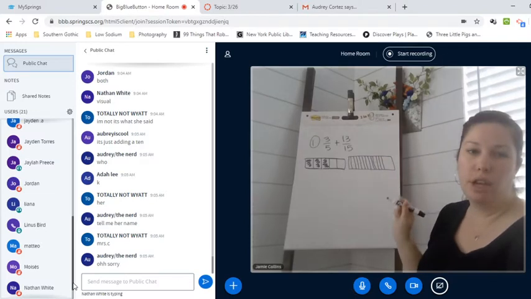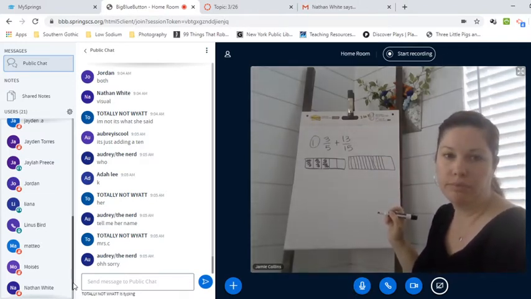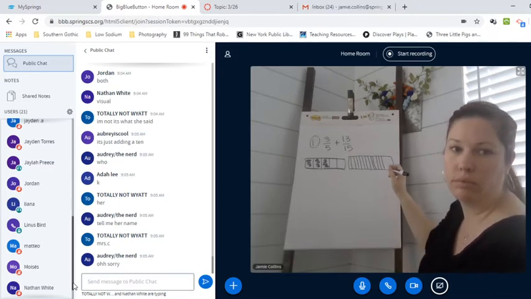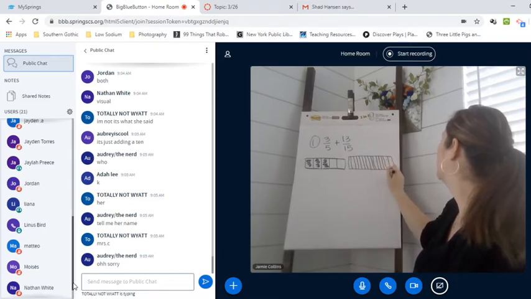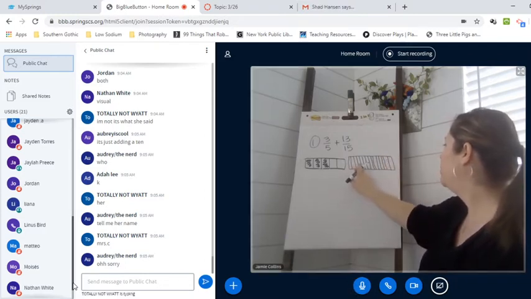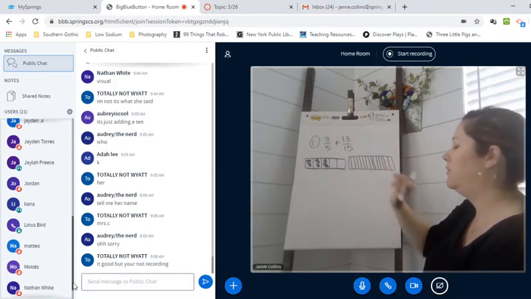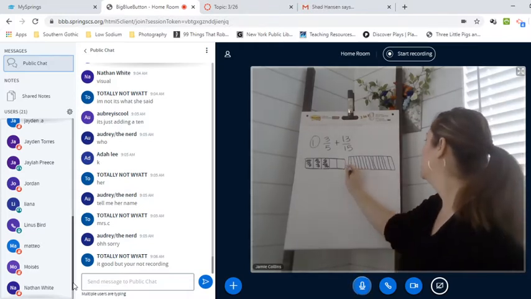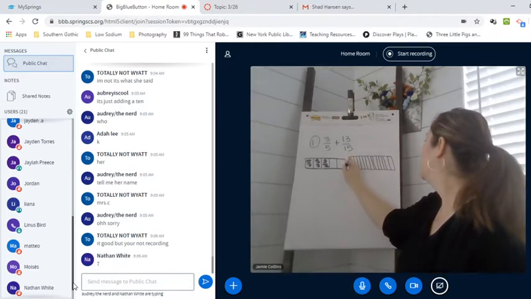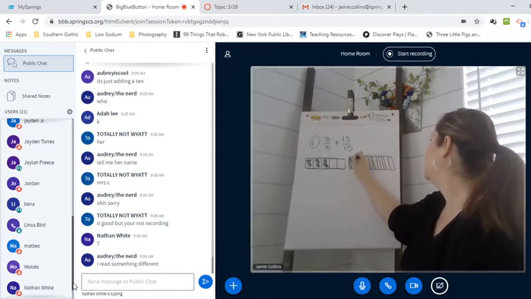It's okay if the lines aren't perfect. We count 1, 2, 3, 4, 5, 6, 7, 8, 9, 10, 11, 12, 13, 14, 15. And now I'm going to color in 13 of those. Ooh, that's a lot. 1, 2, 3, 4, 5.